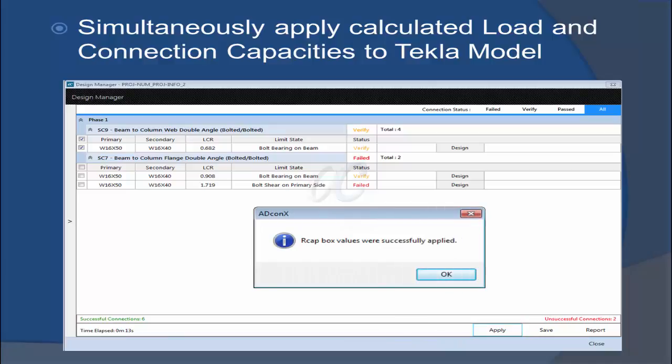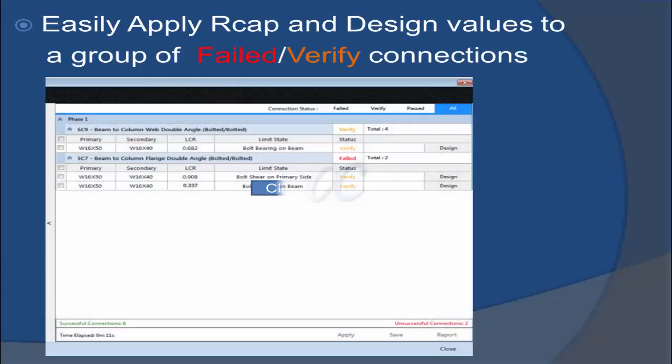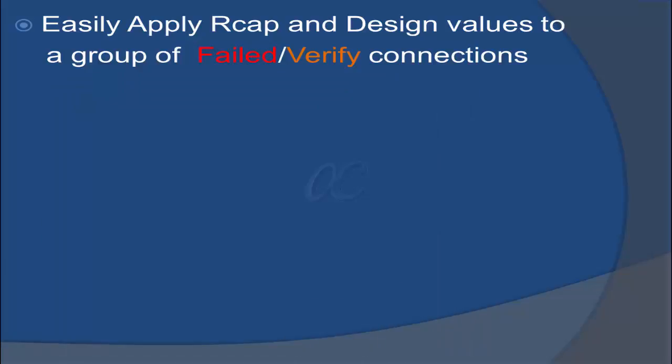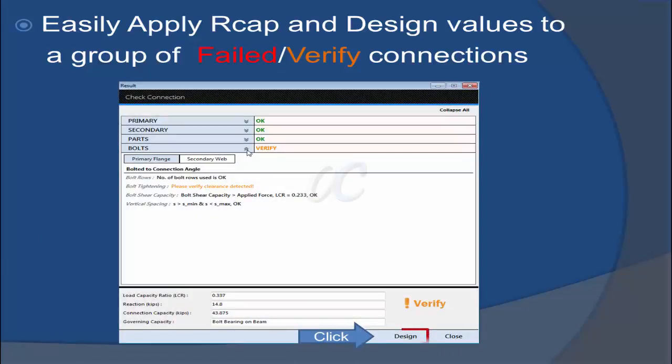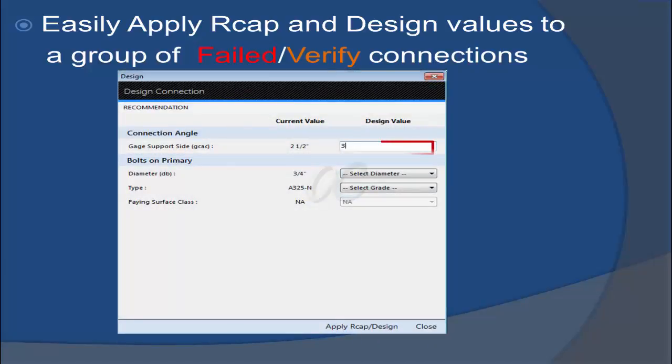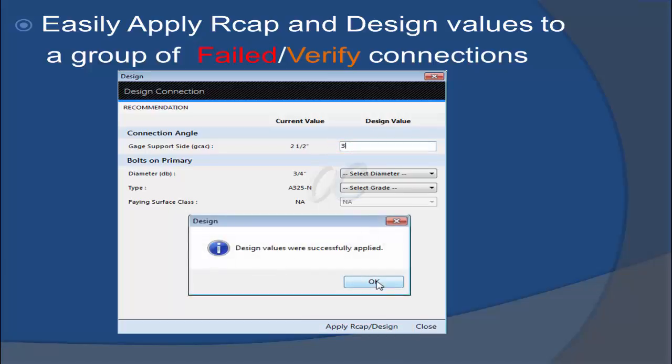Now, imagine if you are dealing with a number of similar connections. Applying calculated values would just be as easy as counting 1, 2 and 3. From the group status, you can easily view connections that need to be designed. This will automatically perform calculation inside the Design Manager, regroup items that will be affected by the calculation, and apply the new values to the Tekla model.